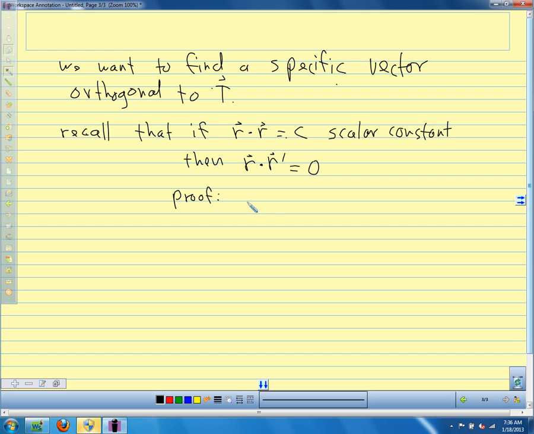This goes really quickly. We're going to say r of t dot r of t equals a constant. So I'm going to take the derivative of this. d/dt of r of t dot r of t equals, the derivative of a constant is just 0. So we take the derivative of both sides. What's the derivative of r dot r? We're going to use our product rule, one of our product rules.